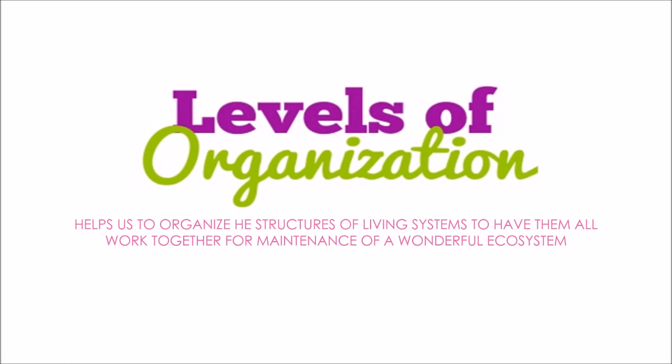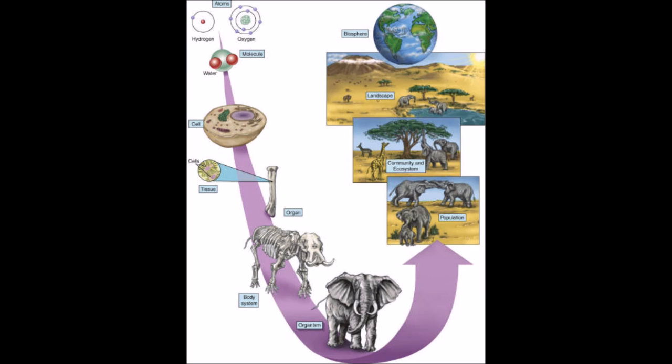Hi everyone, today we're going to cover the 12 levels of integration of ecology, which contains molecules, subcellular organelles, cells, tissues, organs, organ system, individual organism, populations, communities, ecosystems, landscapes, and biosphere. As you go up the levels of integration, starting with molecules, the scientific understanding decreases.